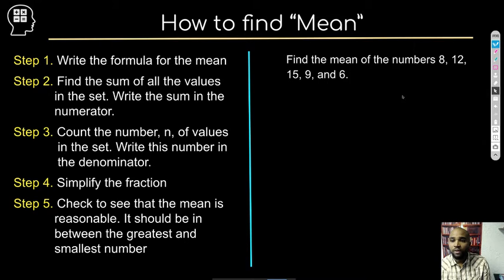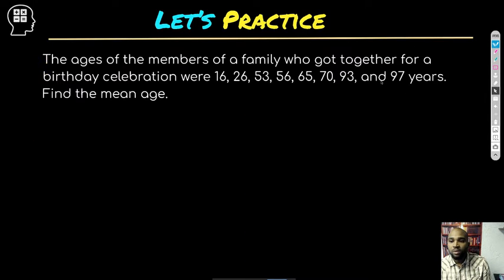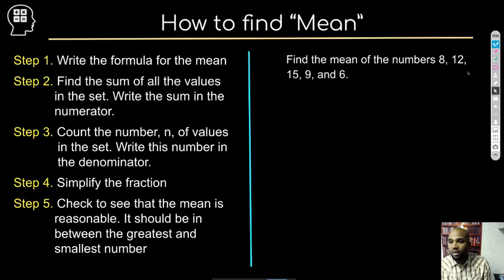First we find the sum of these numbers. What is all this added up? 8 and 12 is 20. 20 plus 15 is 35. 35 plus 15 looks like that's going to give us a 50.